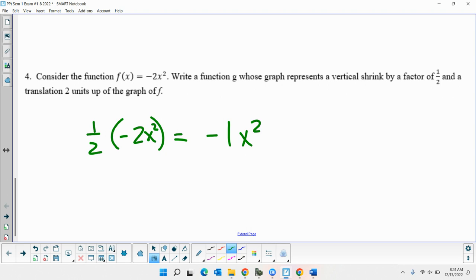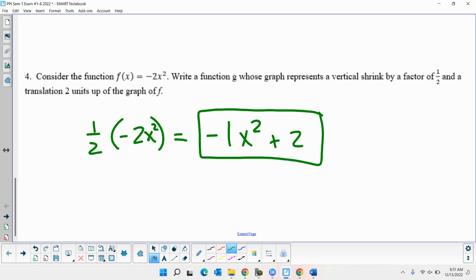So I did that. 2 units up means just add 2 to the whole thing. That's all you got to do. Okay, that's an easy one. All right, so vertical stretch or shrink, multiply the whole thing by that number. You're moving up or down, add or subtract the whole thing by that number. Okay?